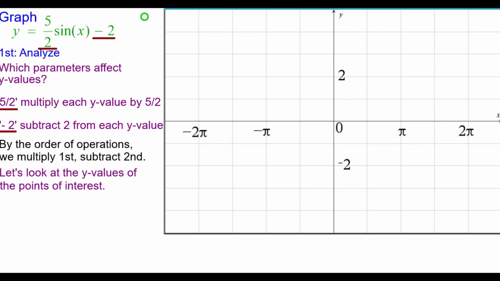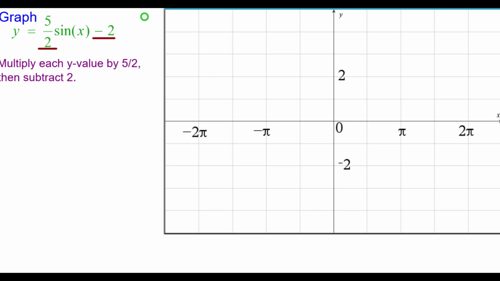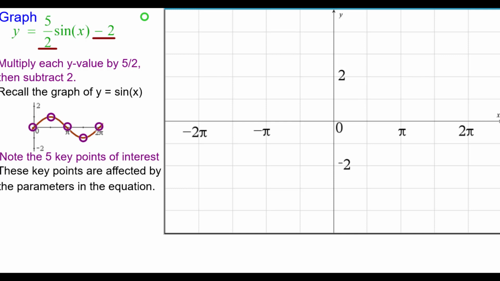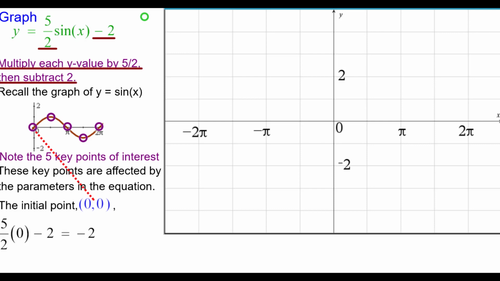We need to look at the y values of the points of interest. So to do that, let's go ahead and recall the graph of y equals the sine of x, one period or one wave. Note the 5 key points of interest. These key points and all points are affected by the parameters in the equation. So the initial point, the origin, we multiply each of the y values by 5/2, then subtract 2.